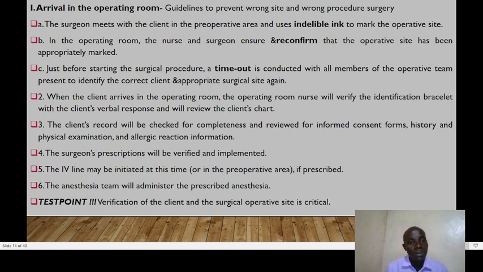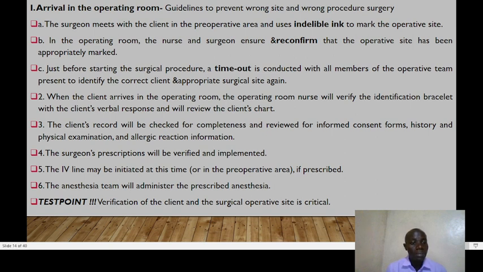Just before starting the procedure also, you need to perform a timeout, okay, with all members of the operative team, just to identify the correct client and appropriate surgical team again. Ensure that when the client arrives in the operating room, the nurse should verify the bracelet with the client's verbal response and review the client's charts. The client's record will be checked for completeness, reviewed for informed consent forms, history and physical examination, and allergic reactions information. The surgeon's prescription will also be verified and implemented.